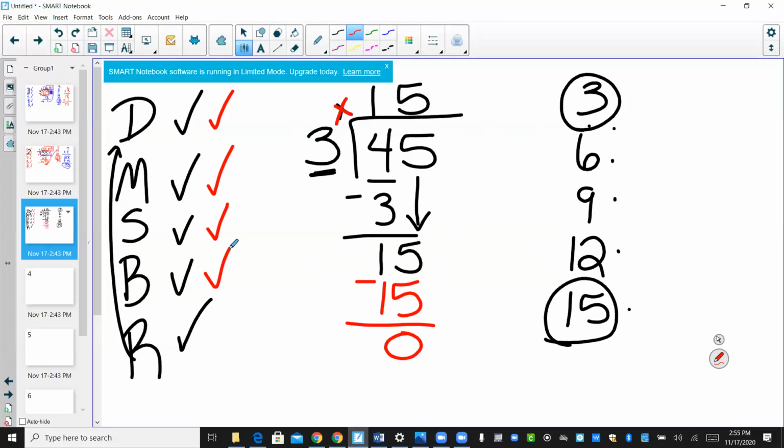I don't have any other numbers over here to bring down anywhere. Do I have a remainder? No, I have nothing left over after I've subtracted. So my quotient must be 15.